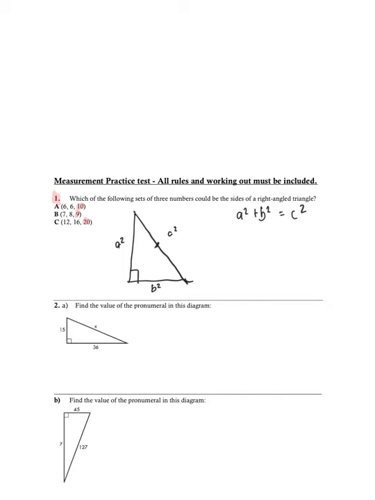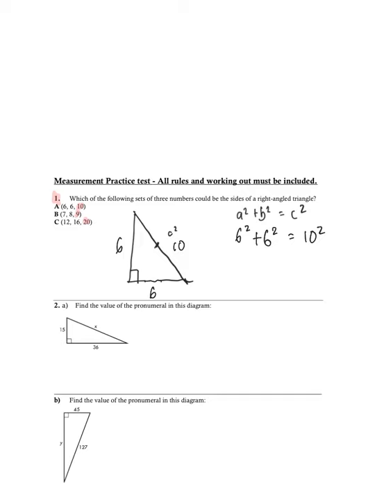So if we think about it, for the first one, our value of A is 6, and our value of B as well is 6. Okay, and our value of C is 10. So what we've got is 6 squared plus 6 squared, and we want that to equal 10 squared.